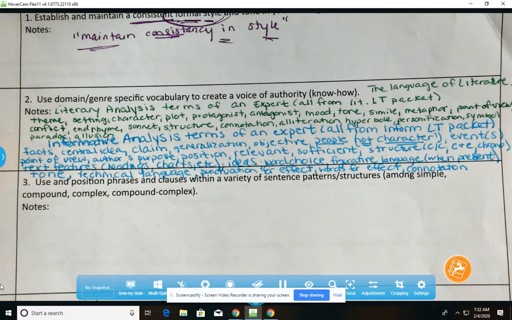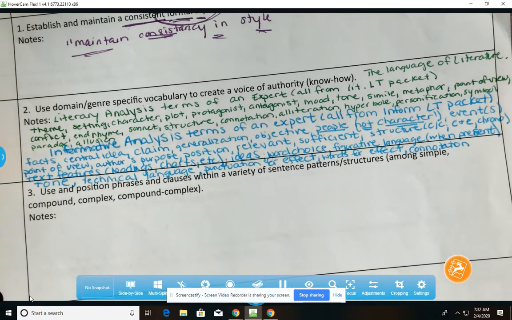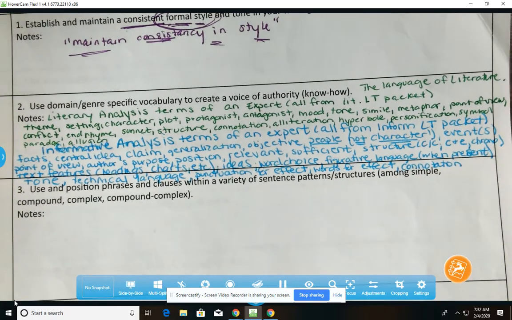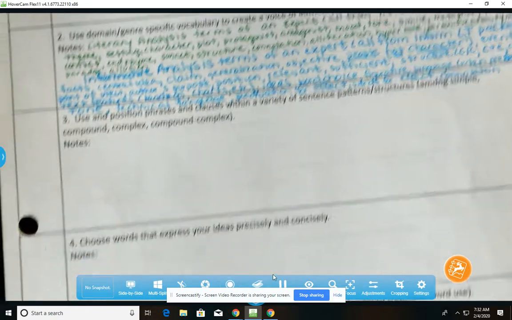So please go ahead and do the type 1 for this learning target, and make sure you're using words and vocab in this unit, which is the informative analysis unit, that are strictly words that would be seen by or written by an expert for informative analysis. Go ahead and get working your type 1.